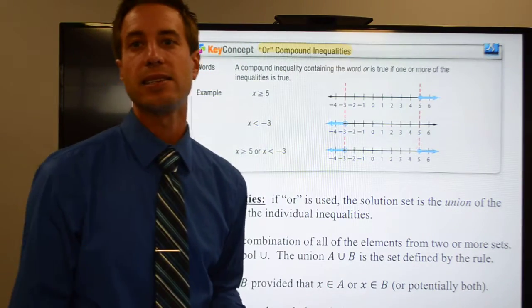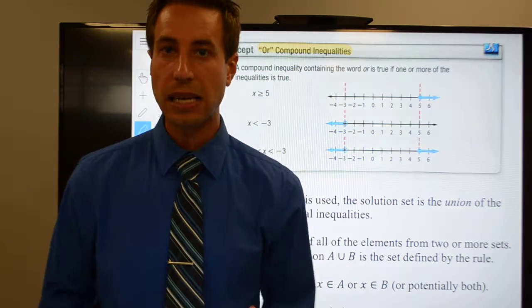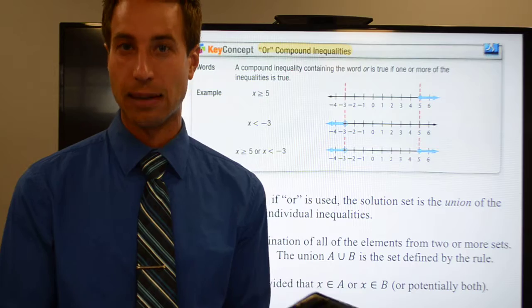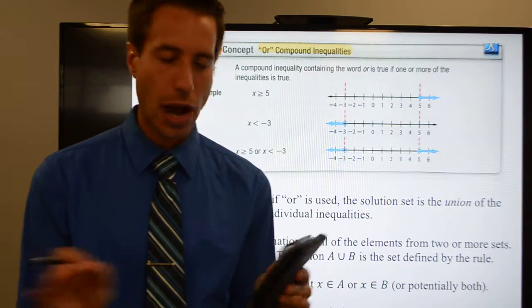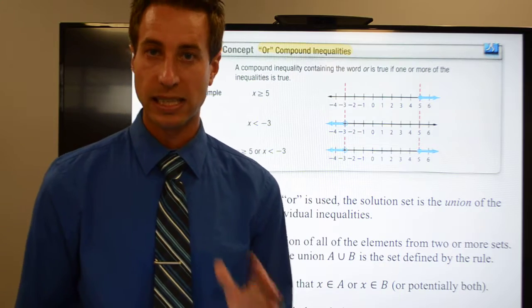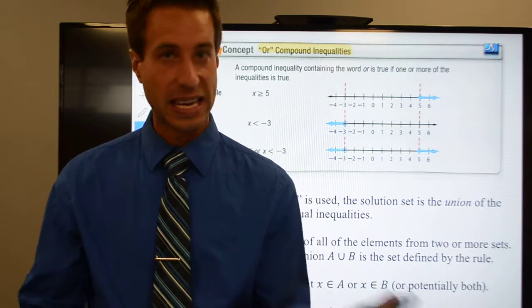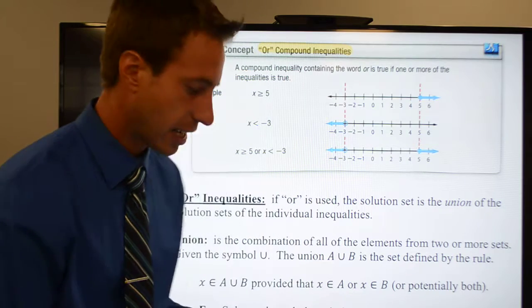What's going to happen with these inequalities is you only have to satisfy one of the inequalities at a time, all right? There will not be a number capable of satisfying both of the inequalities at the same time. It's either one or it's the other. It can't be both. Let's take a look at this.